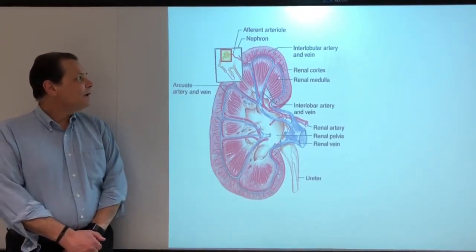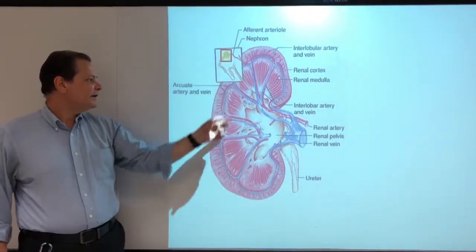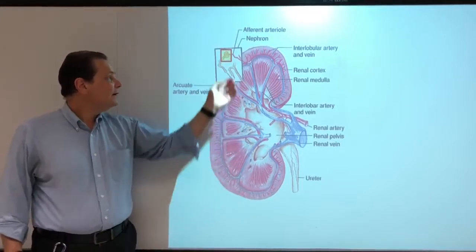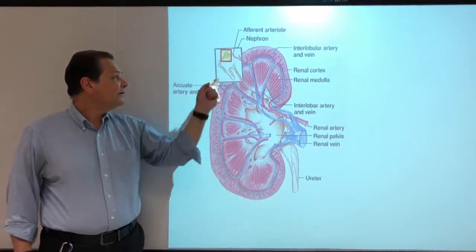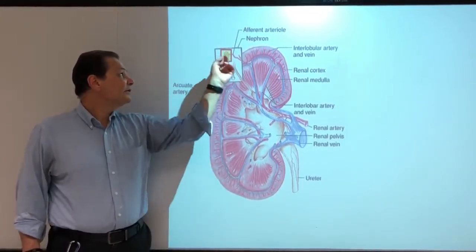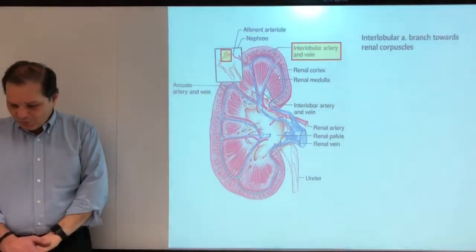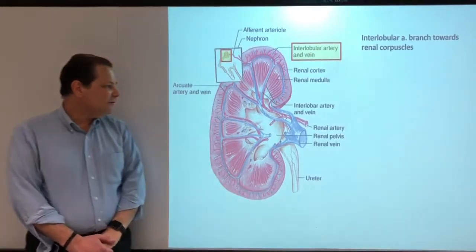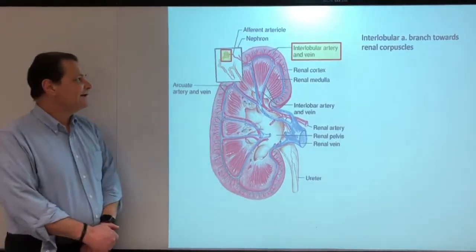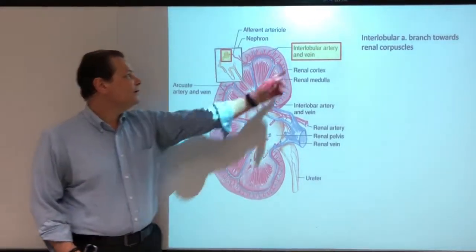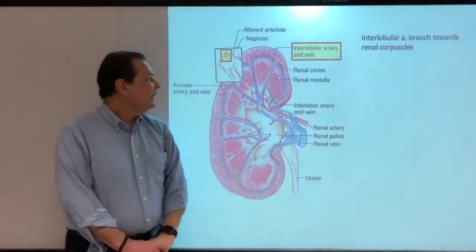So here is our glomerulus in our big kidney here. It's in this yellow box here, and of course that's where your nephron is, and this is where your Bowman's capsule and your tuft is, your glomerulus. So I'm not going to cover a lot of this anatomy. I'll leave that to the anatomists, but let's start here with the interlobular artery and vein.